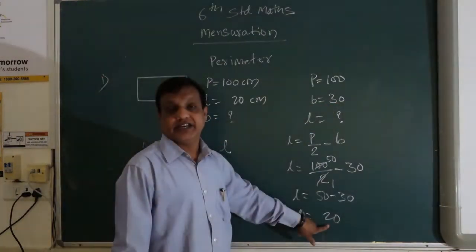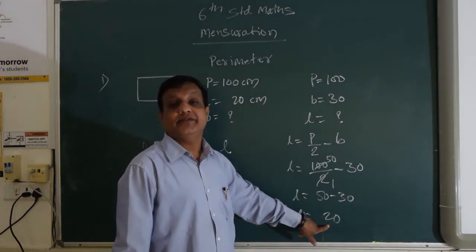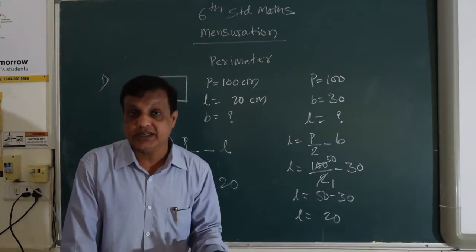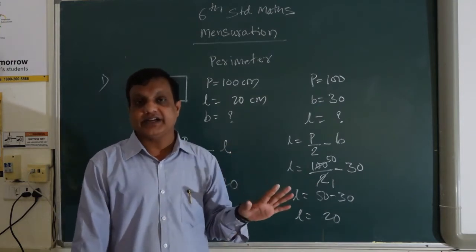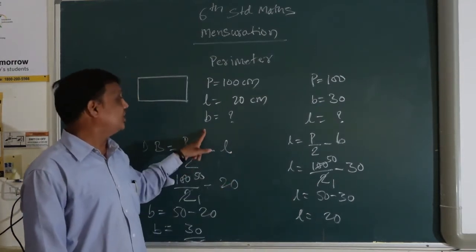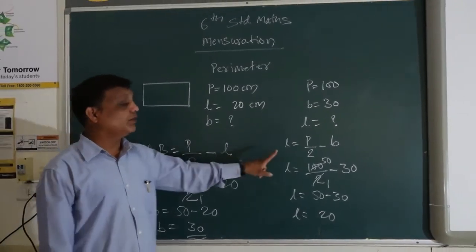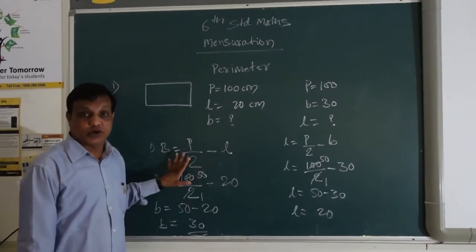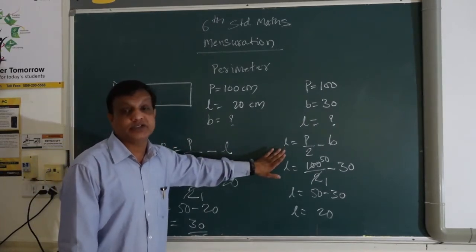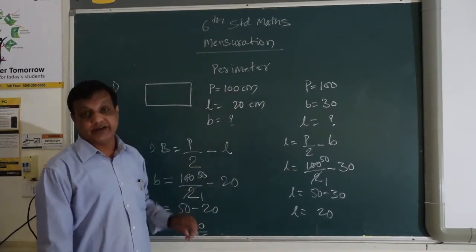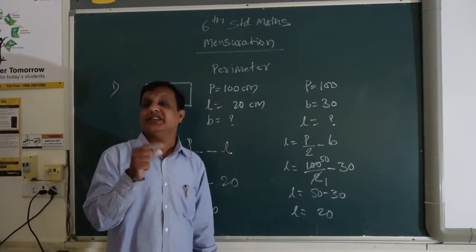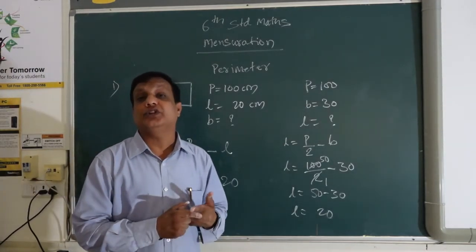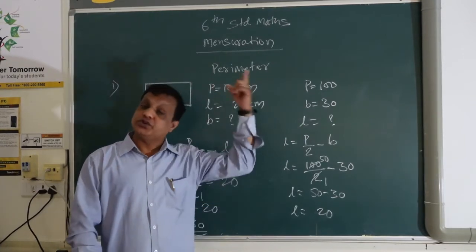When breadth was 30, what is the length? 20. Understand? So in this way you can find the breadth or length of a rectangle when perimeter is given. You can use this formula to find the breadth and this formula to find the length. When breadth is not given, use this formula, and when length is not given, use this formula, and perimeter is given. In the previous class, we saw length and breadth both given, so we use that formula.